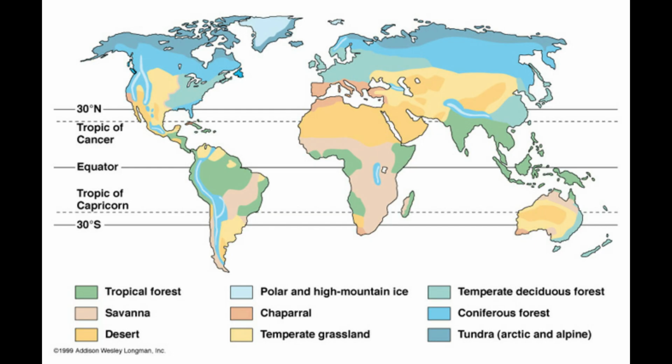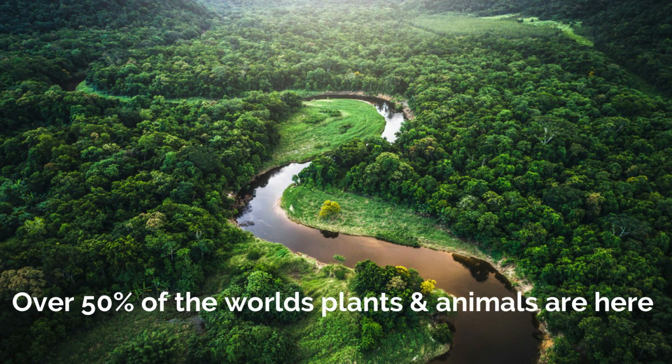Now here's a figure that is even more amazing. The rainforests cover only about 8% of Earth's land area. Over 50% of the world's plants and animals are located there. Can you believe that?